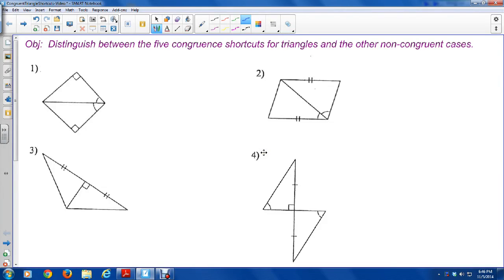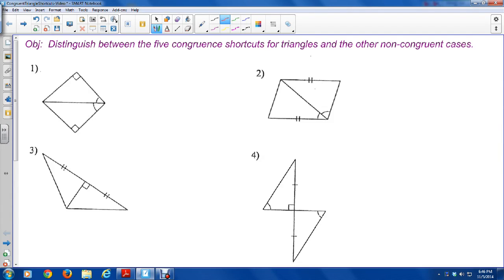Okay, I wanted to give you a few examples to help you distinguish between the 5 congruent shortcuts that we established for proving triangles congruent and the other non-congruent cases. We had 2 of those that you wrote down in your notes. So how do we know which is which, and what do we do if we don't even have enough information marked in our picture?